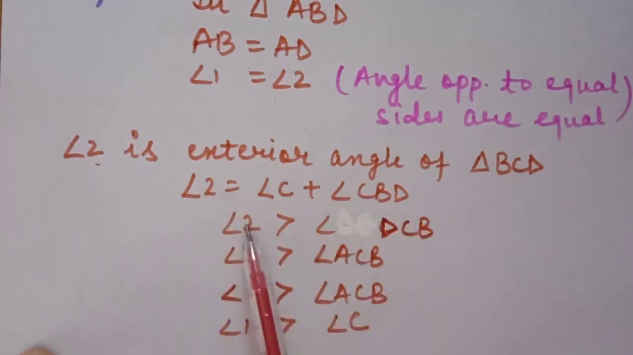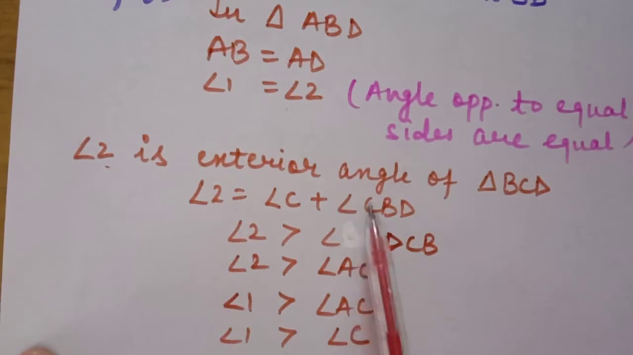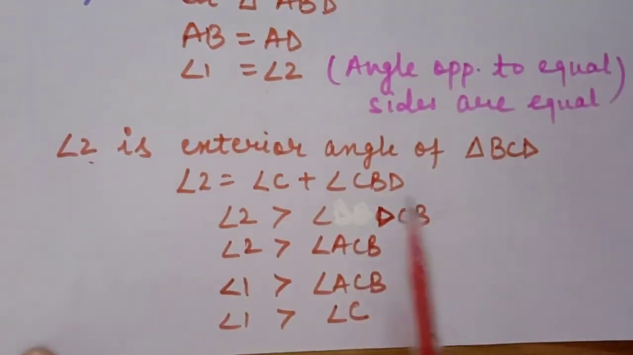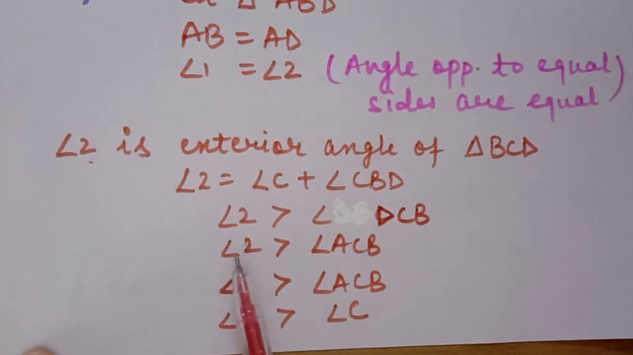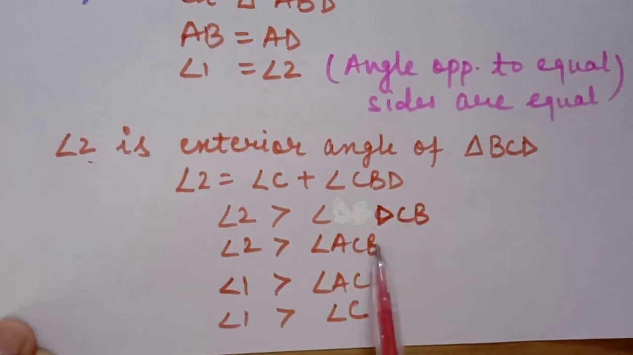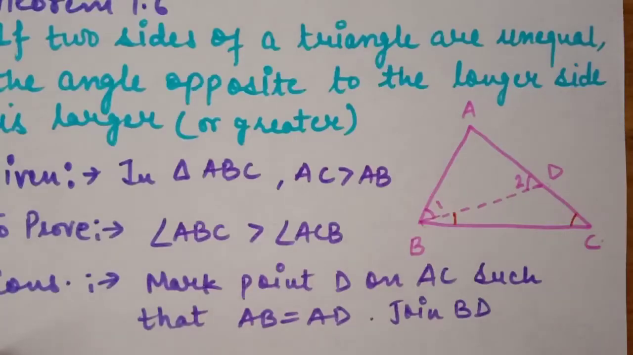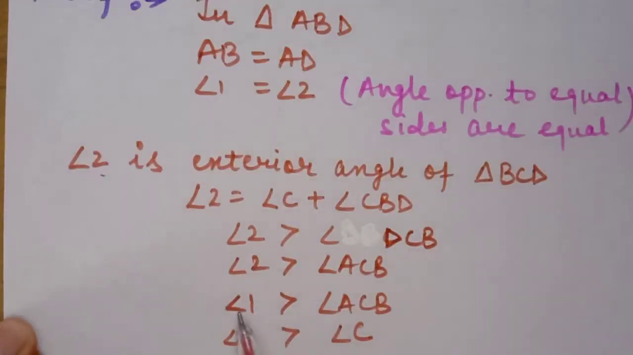So definitely angle 2 is greater than this angle DCB. We can write it as DCB also. Angle 2 is greater than ACB. What is the difference between DCB and ACB? DCB means this angle. ACB means also this angle. DCB is the angle of this small triangle and ACB is the angle of this bigger triangle. So definitely angle 1 is greater than angle C.